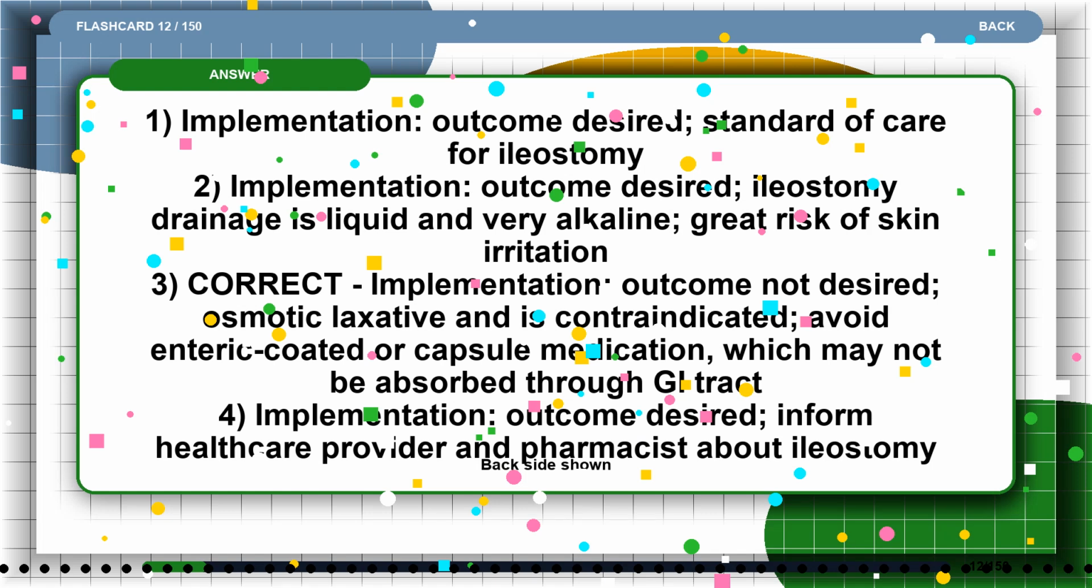The answer is 1. Implementation. Outcome desired. Standard of care for ileostomy. 2. Implementation. Outcome desired. Ileostomy drainage is liquid and very alkaline. Great risk of skin irritation. 3. Correct implementation. Outcome not desired. Osmotic laxative and is contraindicated. Avoid enteric-coated or capsule medication, which may not be absorbed through the GI tract. 4. Implementation. Outcome desired. Inform healthcare provider and pharmacist about ileostomy.